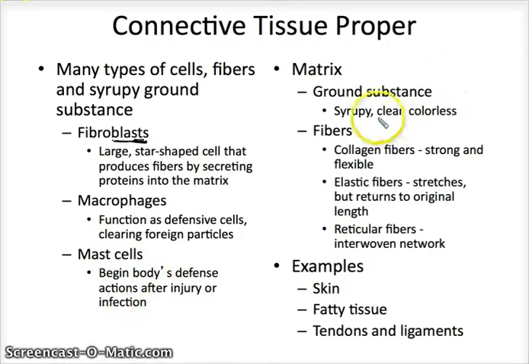Now, the matrix is usually syrupy, clear, or colorless. You don't really notice it. In fact, it seems fairly absent because the fibers are what takes center stage. Okay, so the fibers in connective tissue proper are the primary components, what you notice. All right, now you can see where you're going to find this.